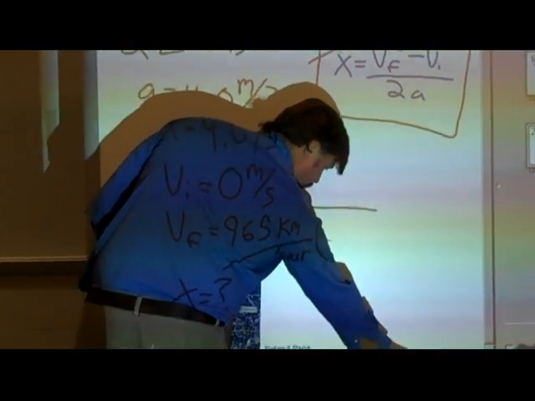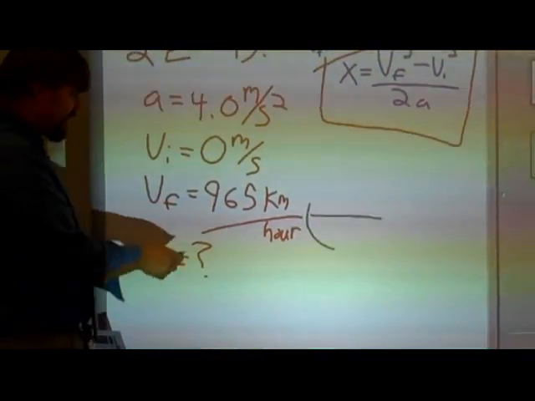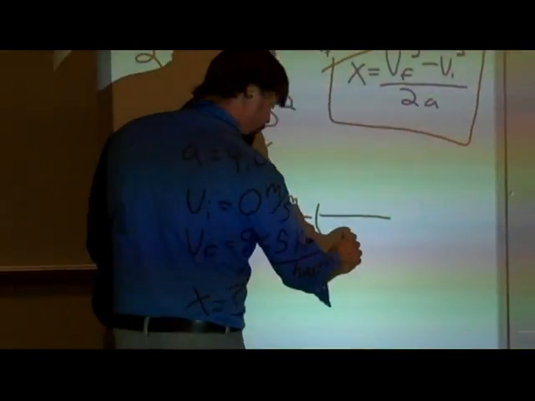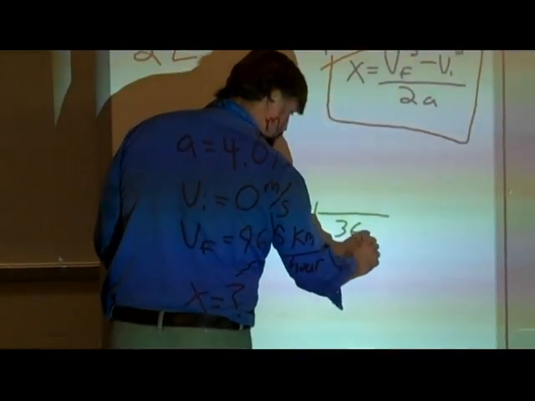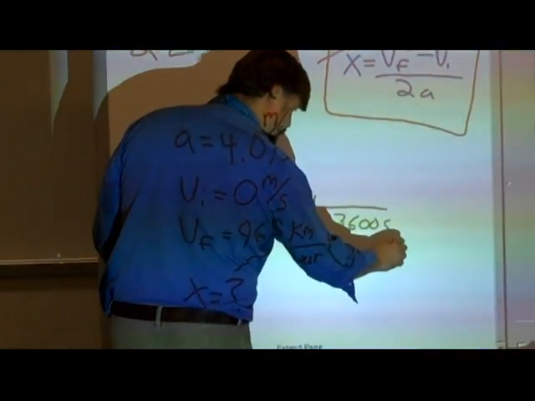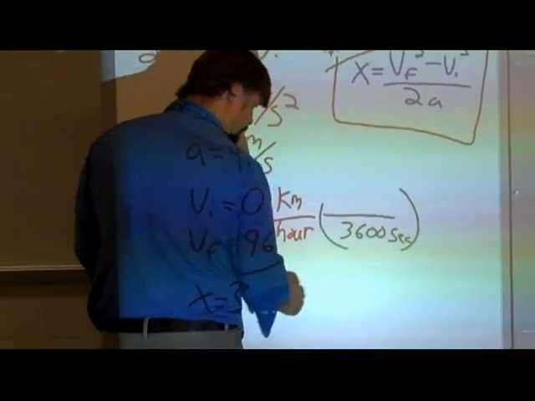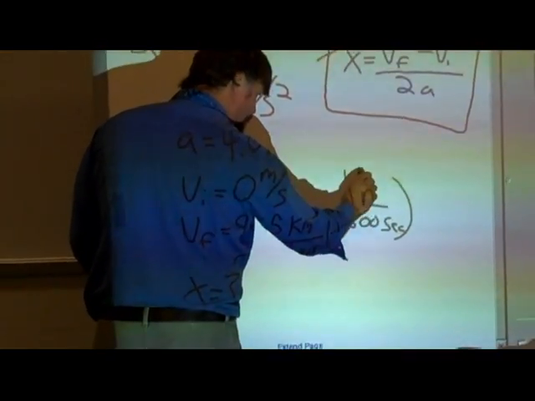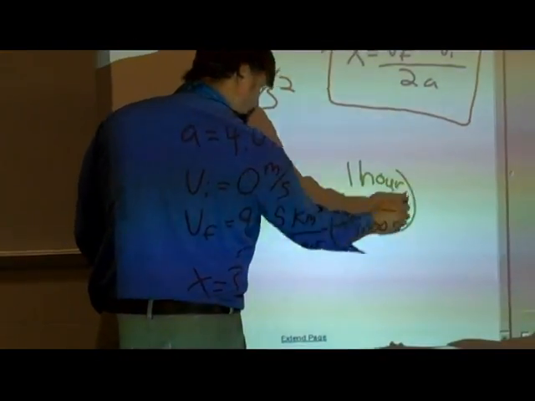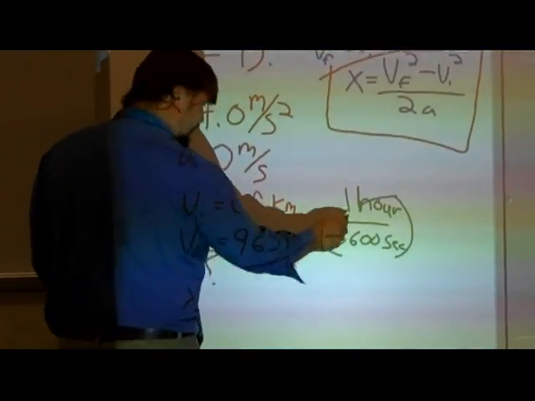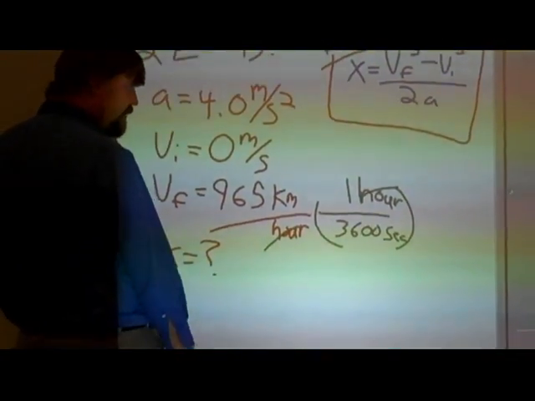We have a conversion, so we're going to do this in 2 steps. We have a conversion factor that there are 3,600 seconds in 1 hour. Then hour and hours cancel out, so you have kilometers over seconds.